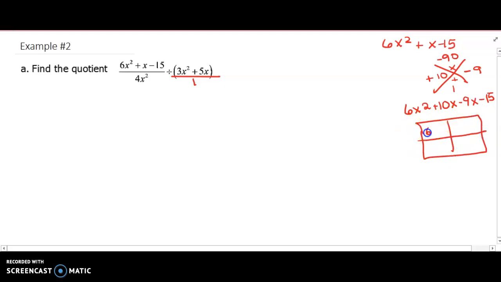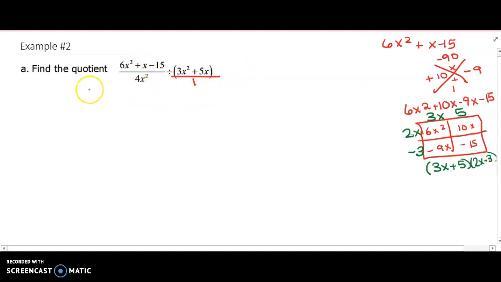Okay, so it'd be 6x squared plus 10x minus 9x minus 15. So the common factor here would be 3x, which makes this 2x. This would be 5 minus 3, so it'd be 3x plus 5, 2x minus 3.